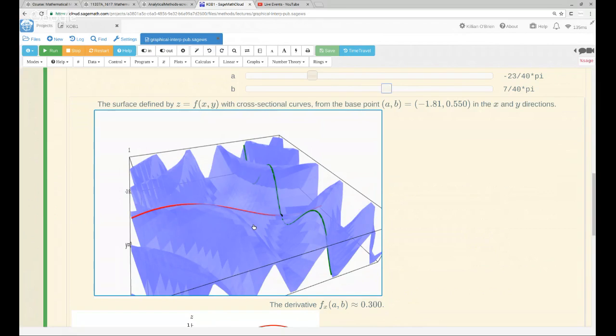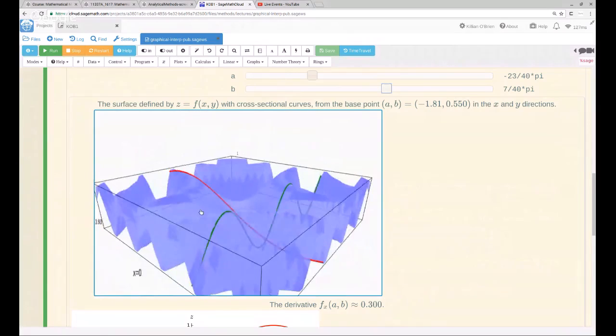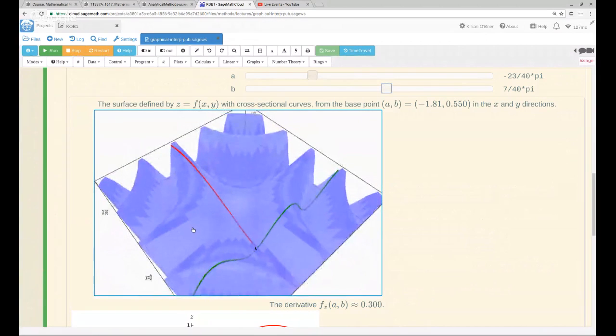Now what you get if you took a knife and sliced the surface, say parallel to the x-axis, the knife going parallel to the x-axis and through our point (a, b), then the edge of the surface that would be exposed would be this cross-sectional curve here, that red one. And if you cut it in the direction parallel to the y-axis, you would get that green curve there.